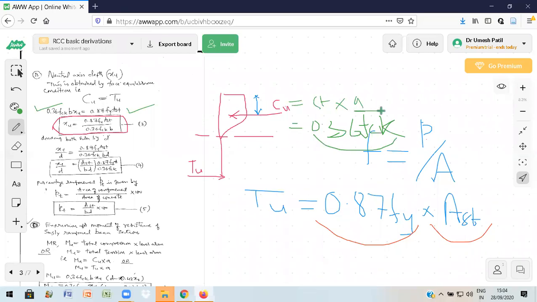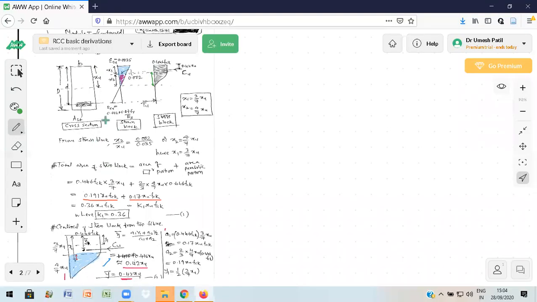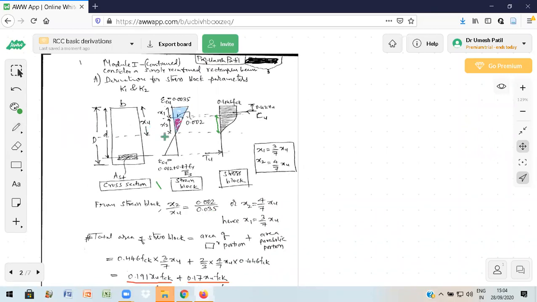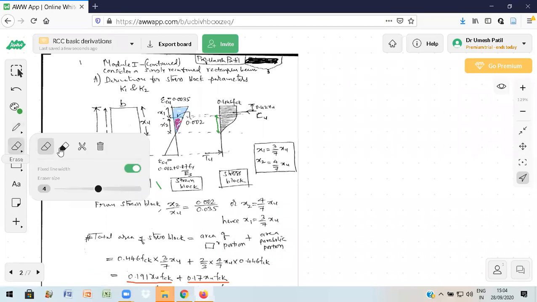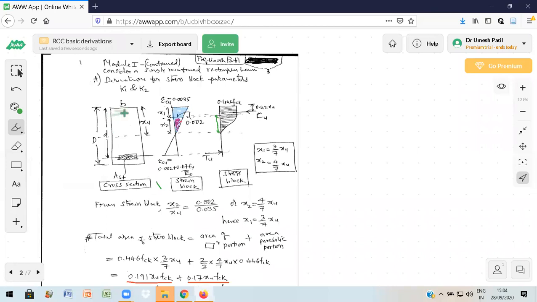Area of compression zone. How much is that? What is the area of compression zone here? Just observe. What is the area of compression zone? Tell me. Xu. No. What is the area of compression zone in this part? I'll show you that one. This is the area of compression zone, isn't it? Cross-sectional area of compression, because only concrete in this zone is considered. How much is this? What is the area of this? It is Xu into B.